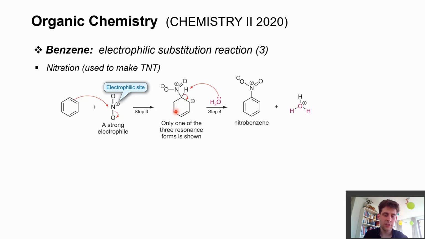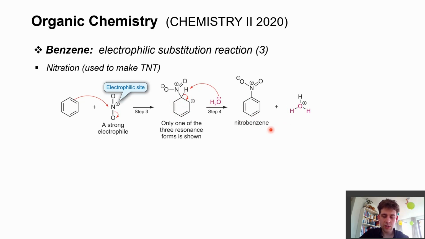We get the intermediate carbocations. This is not very favorable. So in the end, water is even enough to deprotonate our intermediate here to stabilize, and we end up with something that we call now nitrobenzene. And the water molecule, the proton here, is formally eliminated.